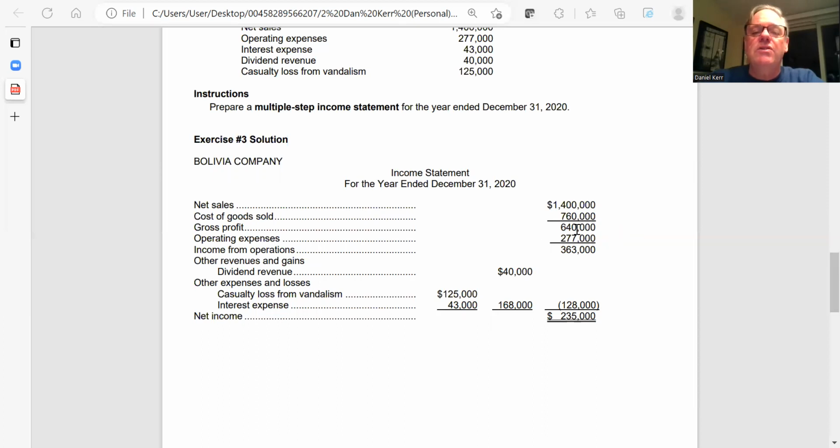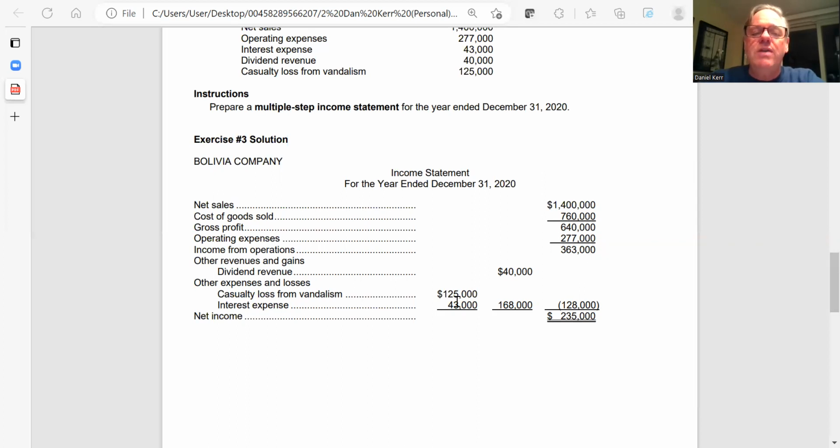Sales minus cost of goods sold gives us gross profit. Subtract out the operating expenses. That gives us income from operations. Then we have to consider other items of revenue and other items of expense and losses. So do the revenue first. Dividend revenue is not directly related. It's revenue that we received as a result of owning stock in other companies, but it's not directly related to the sale of merchandise. So that's why we put it below income from operations.